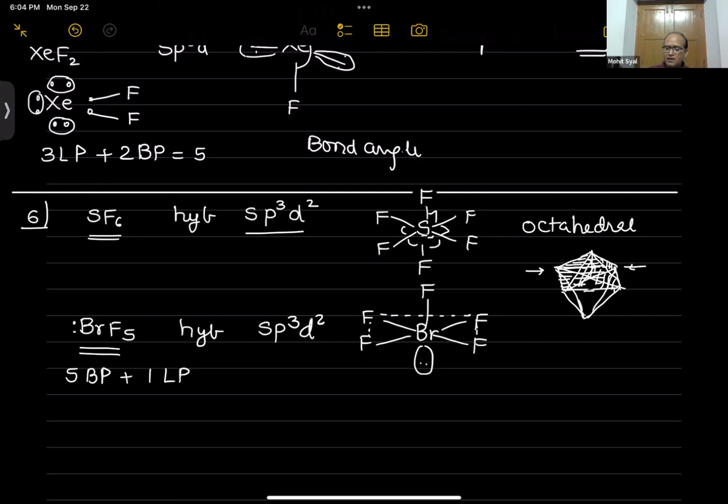So these 5 of them are in the plane, with one at the top. Earlier we were having one at the top, another at the bottom, but now at the bottom we have placed the lone pair.